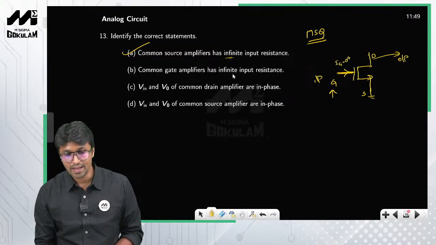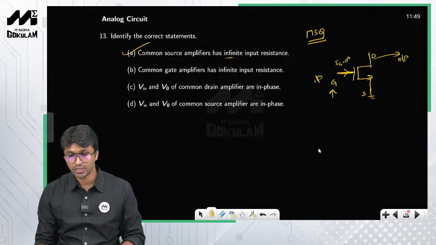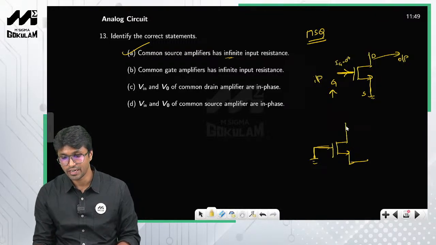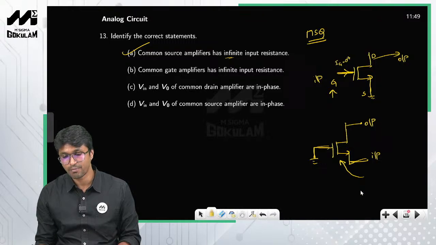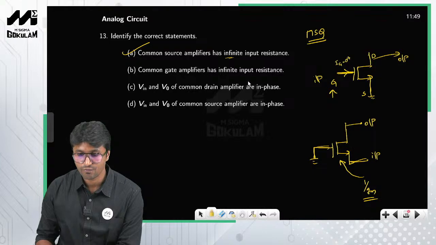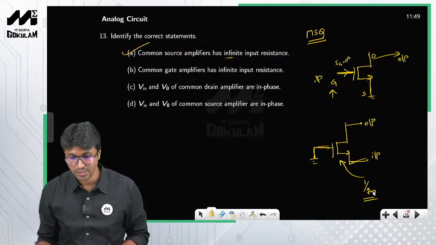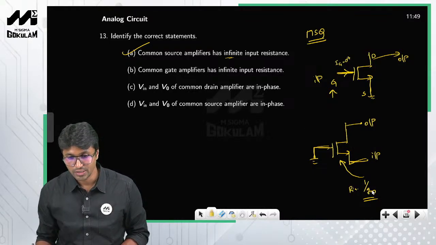Common gate amplifiers have infinite input resistance. In the case of common gate, where will you apply the input? The gate will be grounded, the input is applied at the source, and the output is taken from the drain. So when you look into the source of a MOSFET, what is the resistance? This is nothing but 1 by Gm, as we have already discussed. So this is finite, therefore common gate amplifiers have infinite input resistance.